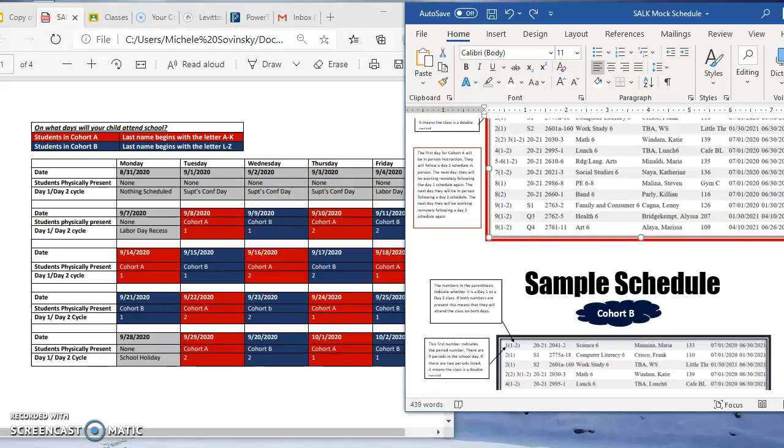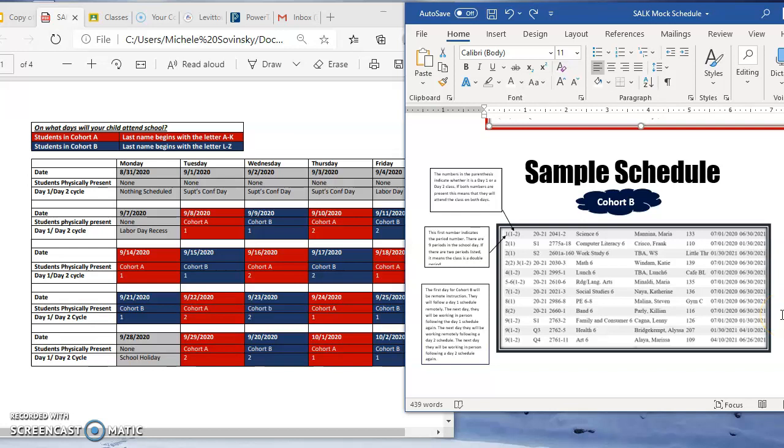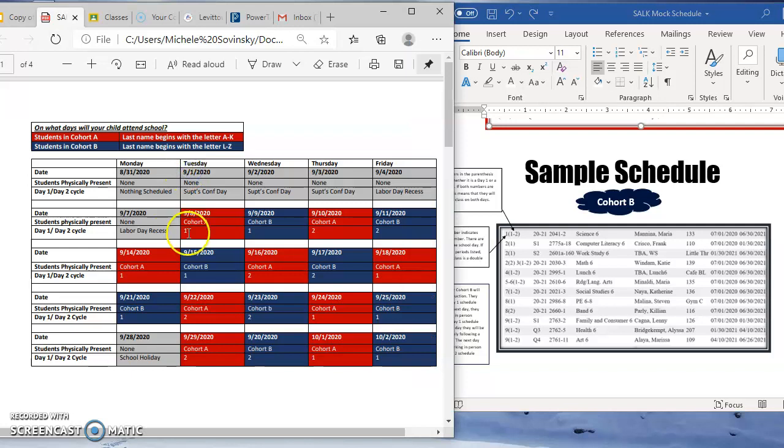I'm going to use the same schedule as an example for cohort B. That first day of school, cohort B, on September 8th, you're going to be working remotely. So whether you're home or in the auditorium, you're working remotely following a day one schedule. Then on Wednesday, cohort B, you're going to be working in person, again following a day one schedule. Then Thursday, you're going to be working remotely following a day two schedule. Then on Friday, you're going to be working in person following the day two schedule.